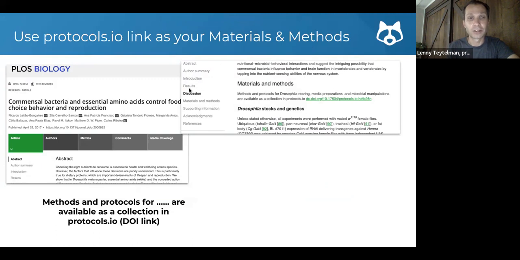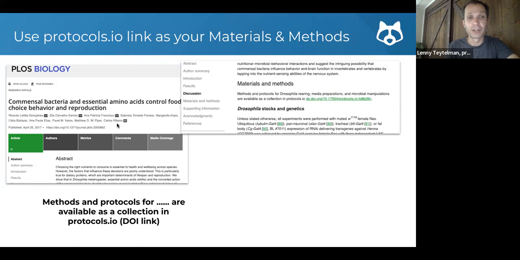It makes it easier to write your method section. It doesn't remove the need for a method section, but here's a good example of one of the many papers that link to protocols.io. When you come to materials and methods, it says the methods and protocols used in this paper for media, rearing of the flies, and microbial manipulations are available as a collection on protocols.io, and all of the precise details are shared as, I think, 10 different protocols that are part of this collection.